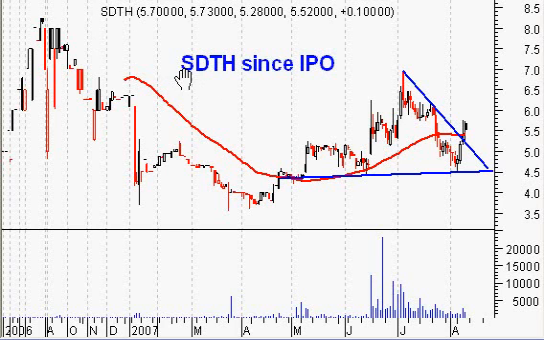Ticker symbol is SDTH. This is the chart since the IPO. I believe the stock was traded over the OTCBB, but then it moved to the Nasdaq and liquidity improved a bit here, but still very low liquidity stock and very volatile here.